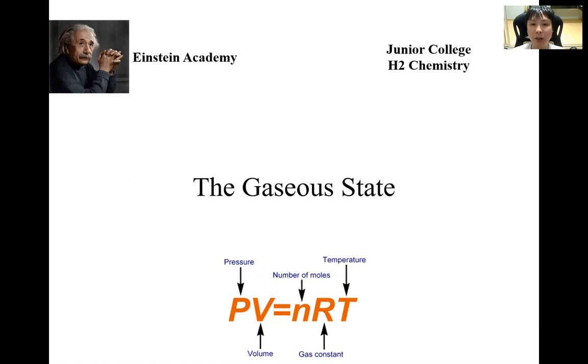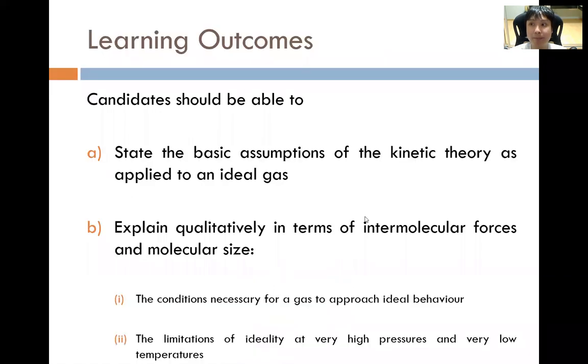Today we'll begin talking about the third topic from the JCH2 chemistry syllabus, the topic on the gaseous state. In particular, we'll first look at the first two learning outcomes from this topic, learning outcomes A and B.